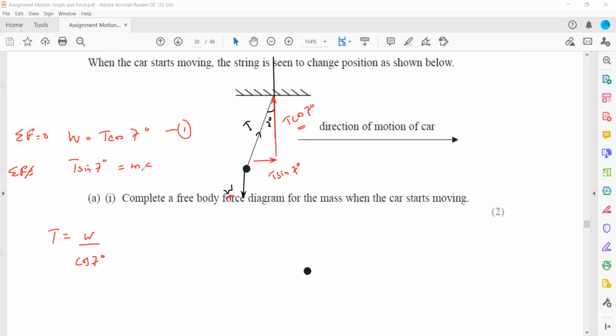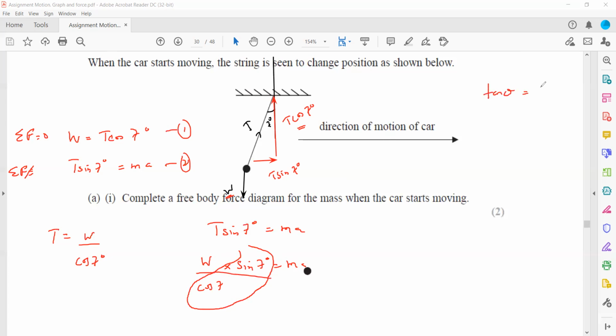If I substitute this value in equation 2, which is T sin 7 equals ma, what is the value of T? T equals W divided by cos 7, multiplied by sin 7 equals ma. What is sin 7 over cos 7? Sin theta over cos theta. In trigonometry, you have studied that tan theta equals sin theta over cos theta.